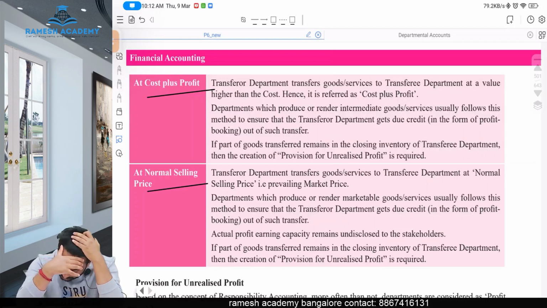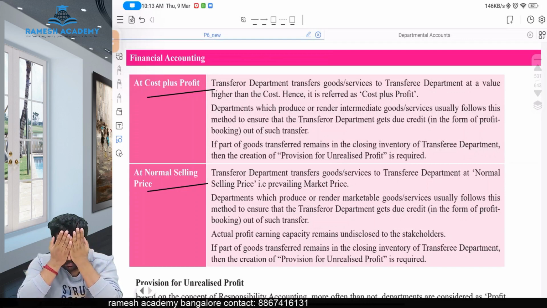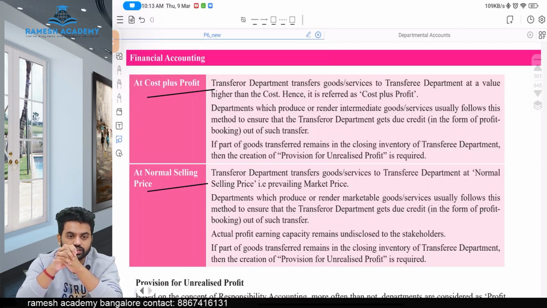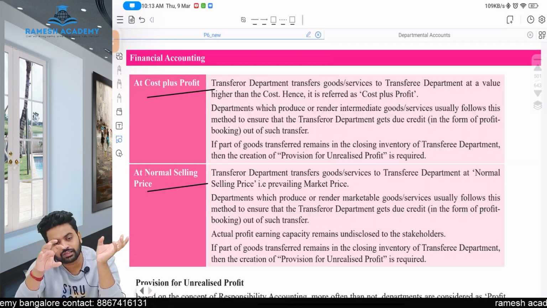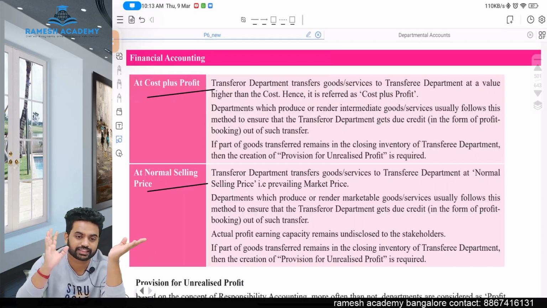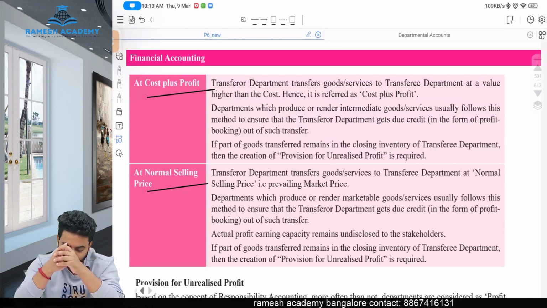If part of the goods transferred remains in the closing inventory of the transferee department, then the creation of a provision for unrealized profit is required, because your loading is there in the closing stock. You have to reverse that loading portion, right? Because you have added a profit element in sending the goods. Whichever goods you have sent that remain unsold, the profit is not yet realized, but in your books you have already recorded it as profit when you sent them. So you are going to eliminate it in the general P&L.